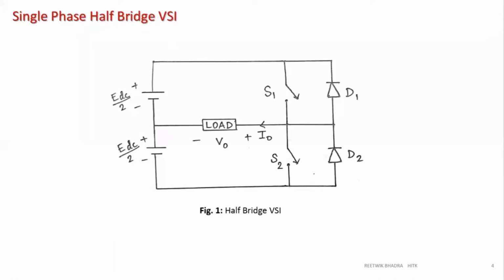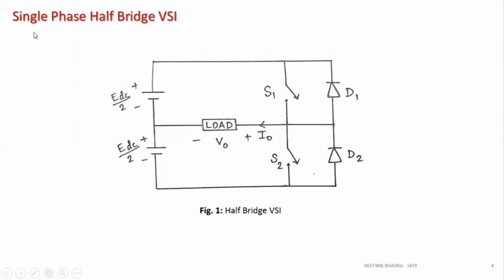So we'll start with our circuit discussion. First of all is the single phase half bridge VSI. When we call it half bridge, that means our voltage is half over here. Our voltage is EDC by 2, this is also EDC by 2. Two voltage sources, EDC by 2.